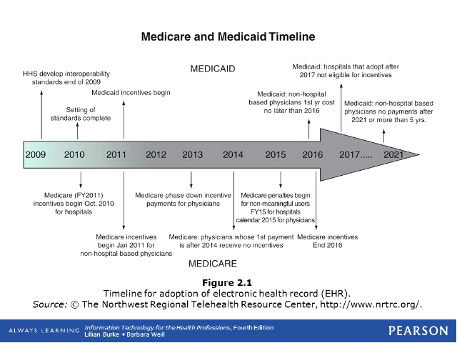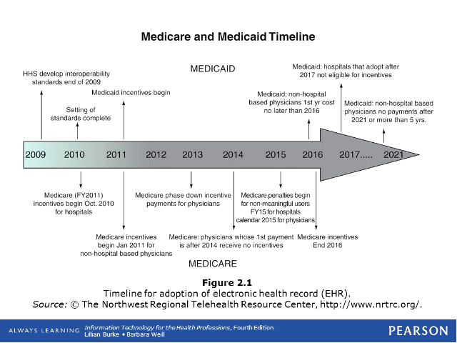When you look at the Medicare and Medicaid timeline, we see that HHS developed interoperability standards in 2009. They started to set those standards. Health and Human Services, by the way, includes CMS, the Centers for Medicare and Medicaid. They fit inside of the HHS system. Then Medicaid incentives began. In 2011, we started giving Medicaid incentives, then we started seeing the phase down of those incentives, and then we started to see non-hospital-based physicians in their first year.